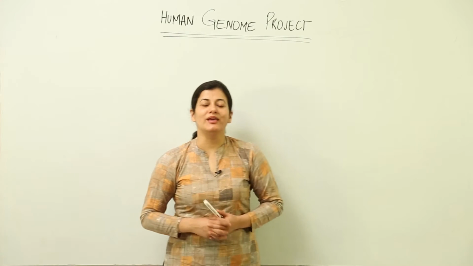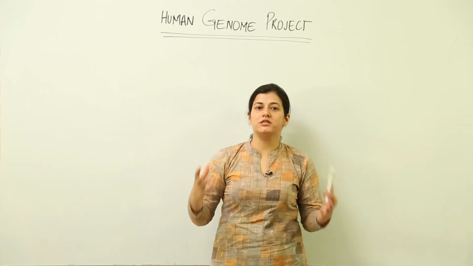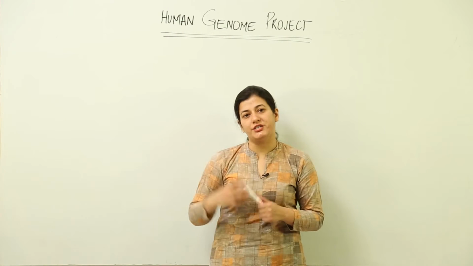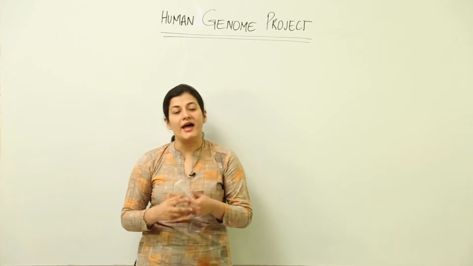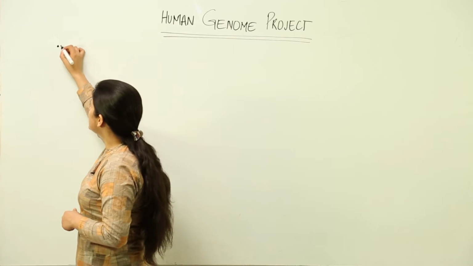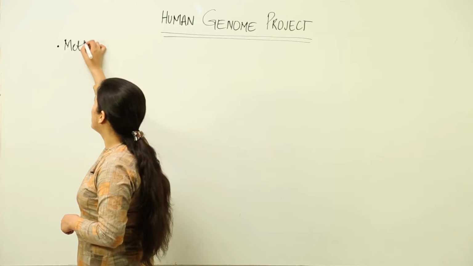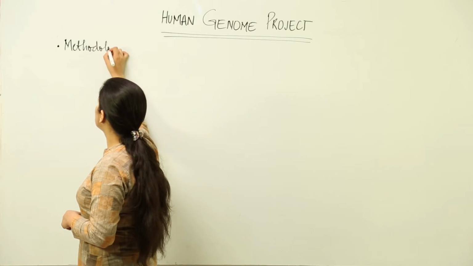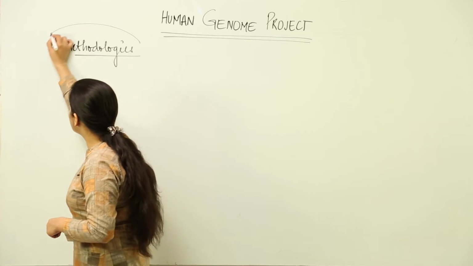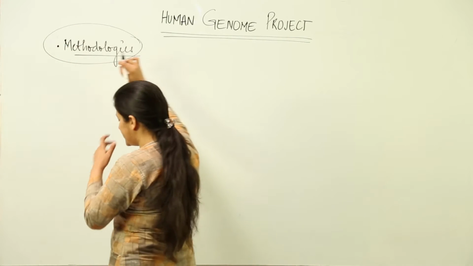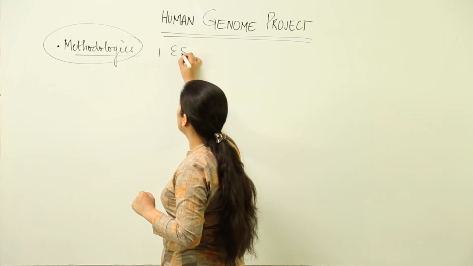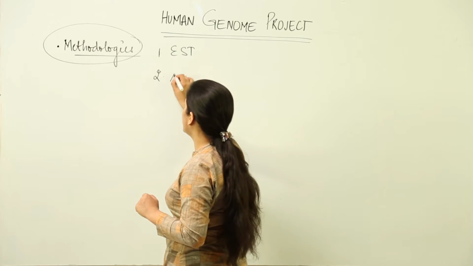In this lesson, we are going to see how this enormous task of the human genome project, where the entire genetic composition, the genome, had to be coded, was done. So, we are going to deal with the methodologies adopted towards the human genome project, what they were and how it was done. There are two methodologies, one is EST and the second one is sequence annotation.